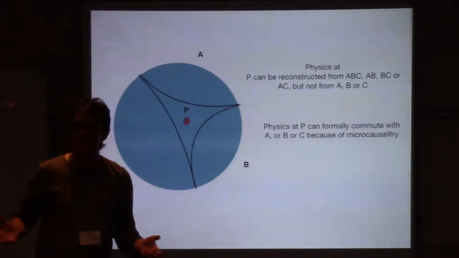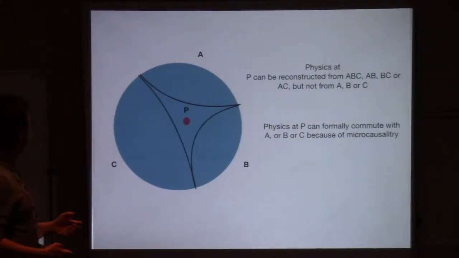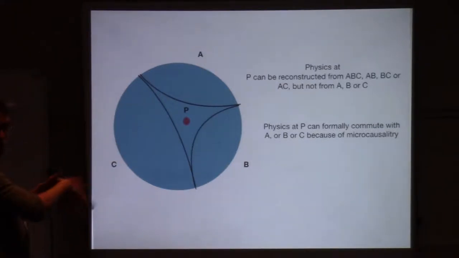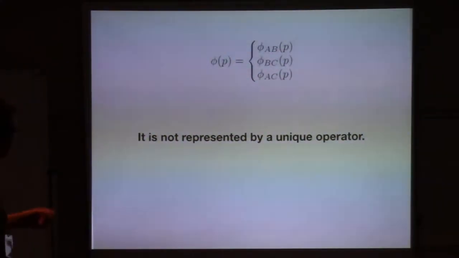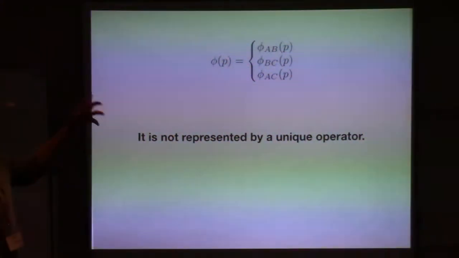So there should be an operator that I can write at P, that can be written as an operator in AB, or AC, or CB, but it commutes with A and B and C, and that suggests that this, again, should be the identity in that sense. But what this really tells you is that there's a notion of the operator at P that can be written in three different forms. And they're distinct operators. AB, BC, and AC are distinct operators, so the operator φ(P) is not a unique operator. So the question is, what do we mean by φ(P)?